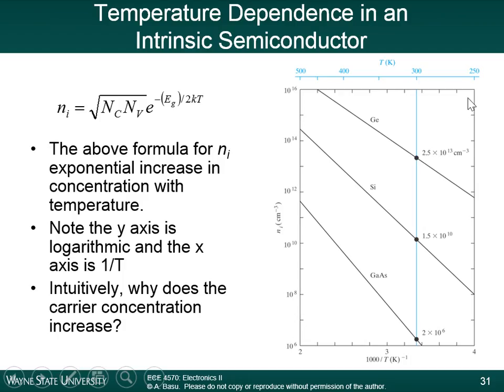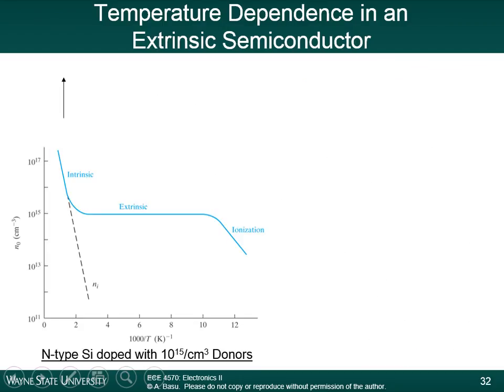The left side of the graph is higher temperatures. And it's not a linear graph. So at low temperatures, we're in this portion of it. And this is what happens at high temperatures. So we're going to look at each one of these regions here.